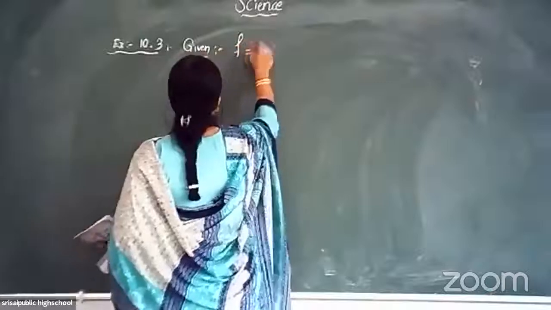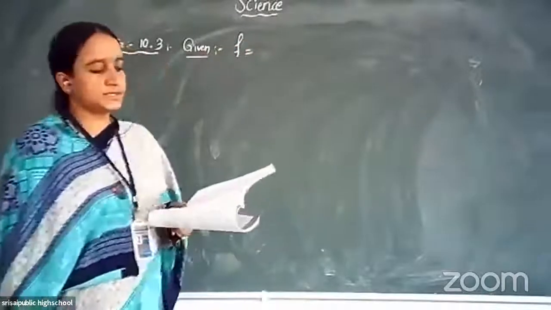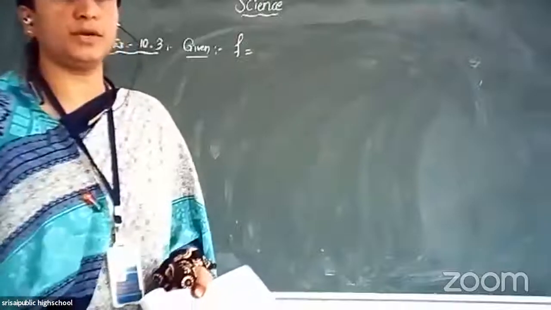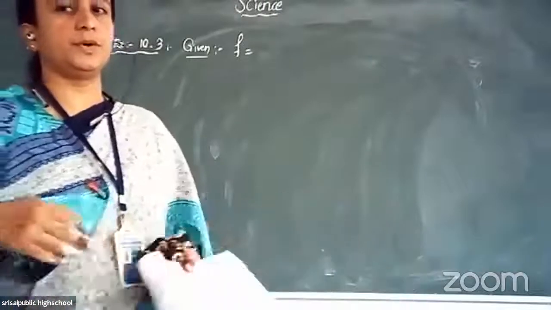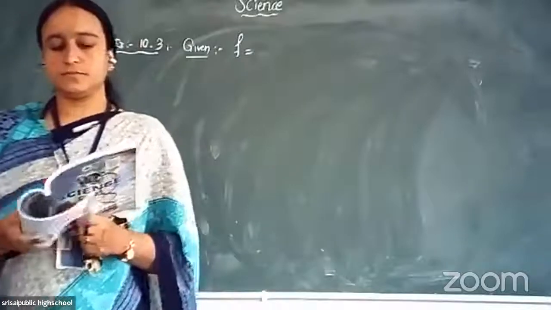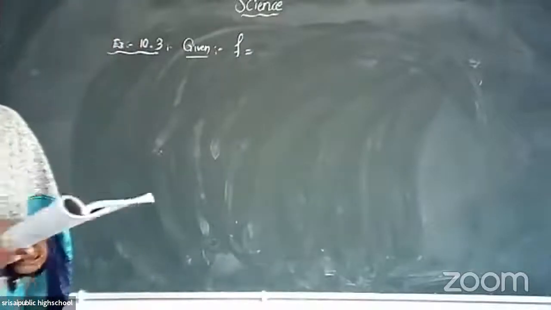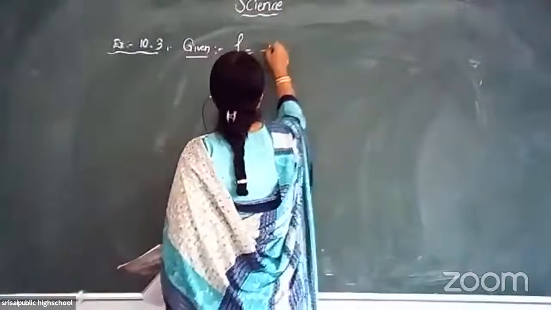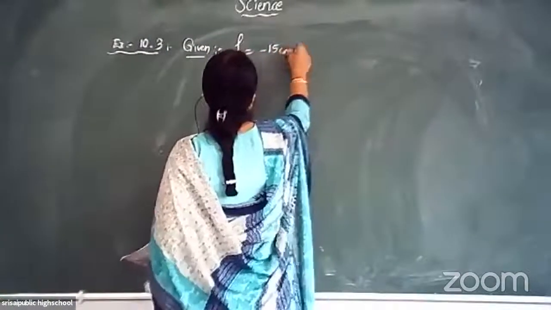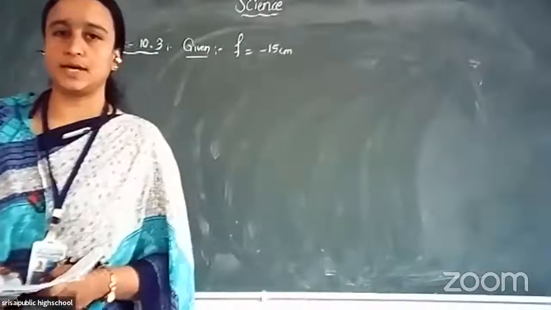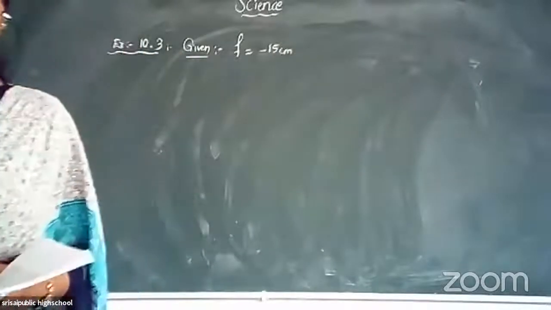Focal length is given to you. What is the sign given for the focal length of a concave lens? Whether positive or negative? Just now I explained to you. Negative, very good. You are going to take a negative sign. It is 15 centimeters, which means minus 15 centimeters. So you are going to use the negative sign since it is a concave lens.